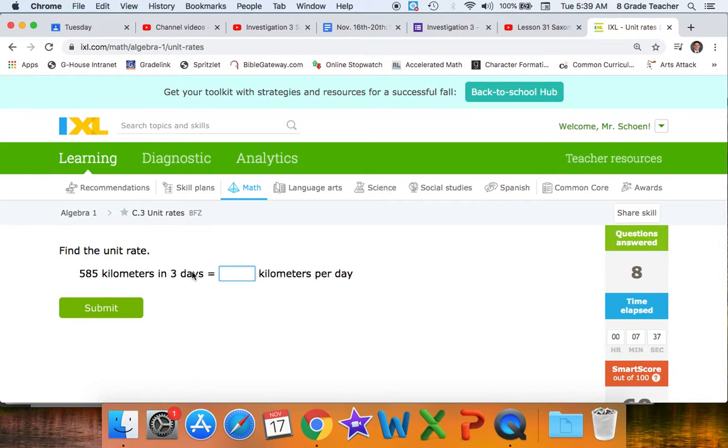585 kilometers in 3 days. Take the first number, 585 divided by 3, get 195. So again, to find a unit rate, you're taking the larger value, which is the first value in your unit rate. A rate has 2 values in it. The kilometers and days, you're comparing these 2 items, and you're going to divide that large number by the smaller number, by that second value, to get a unit of 1.